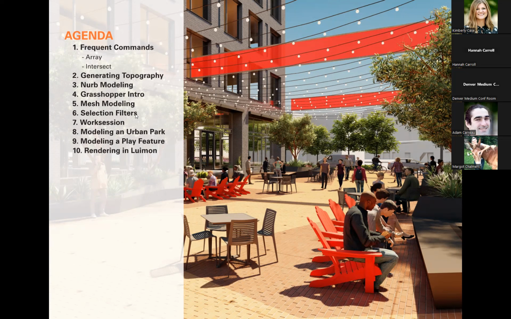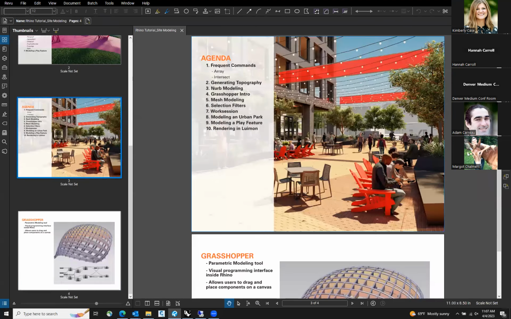And then we'll introduce you to selection filters, work session, and then we're going to get into modeling an urban park, modeling a play feature, and then you'll be able to see how quickly you can go from Rhino to a rendering software like Enscape or Lumion, and we'll just share that with you quickly. So I'm just going to go ahead and dive into Rhino here.